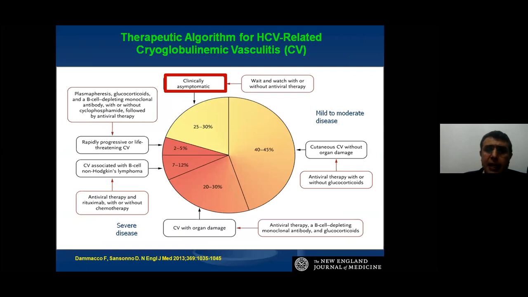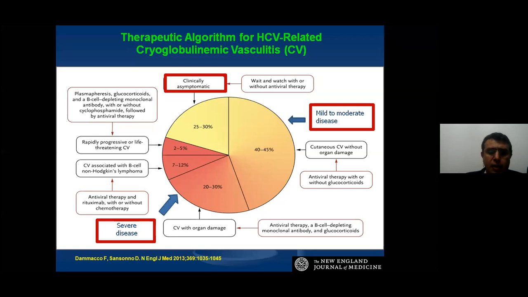Clinically asymptomatic: wait and watch, with or without antiviral therapy. If you have moderate disease, cryovasculitis without organ damage: antiviral therapy with or without corticosteroids. If you have severe disease, cryovasculitis with organ damage, please use antiviral therapy plus B cell depleting monoclonal antibody and glucocorticoids.